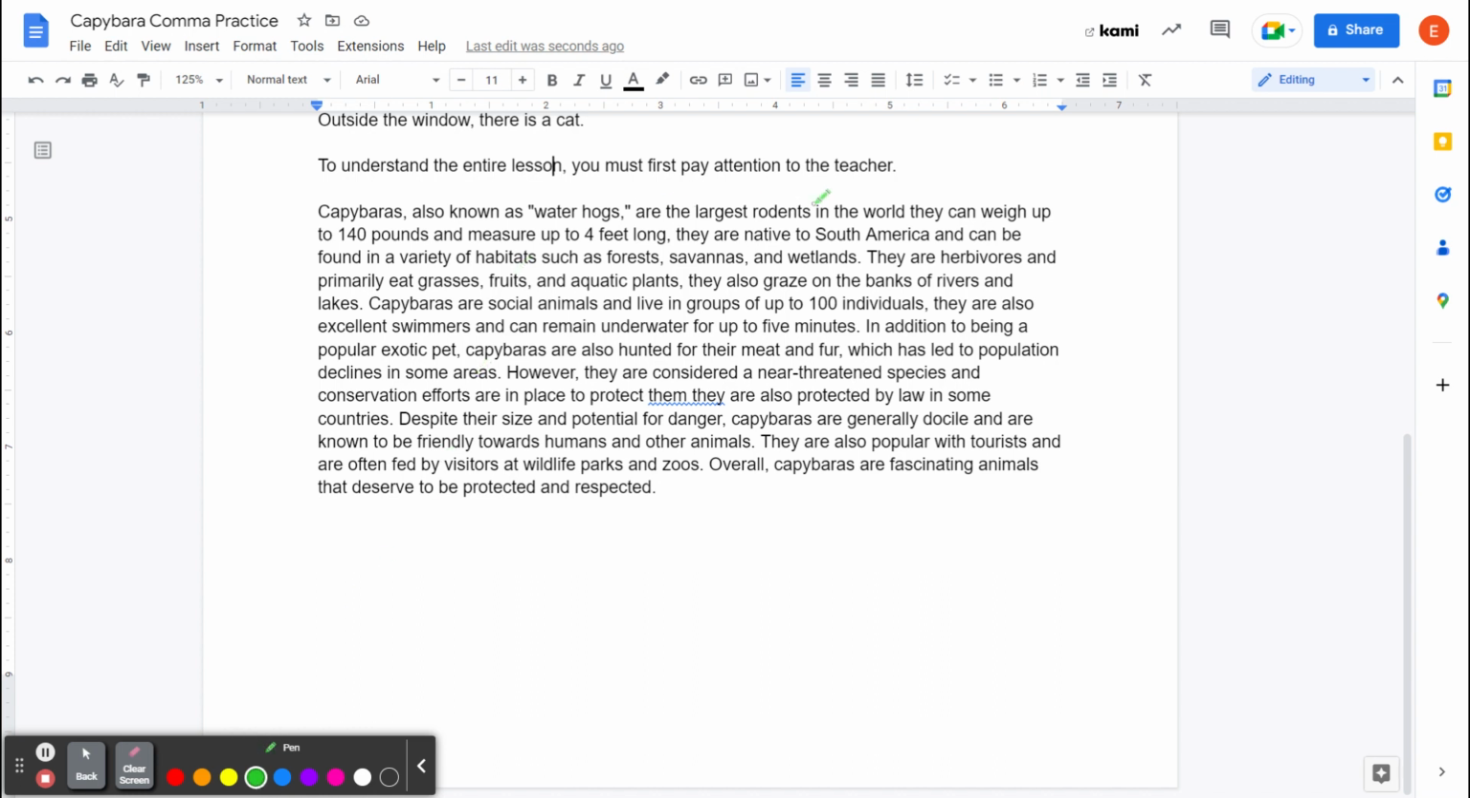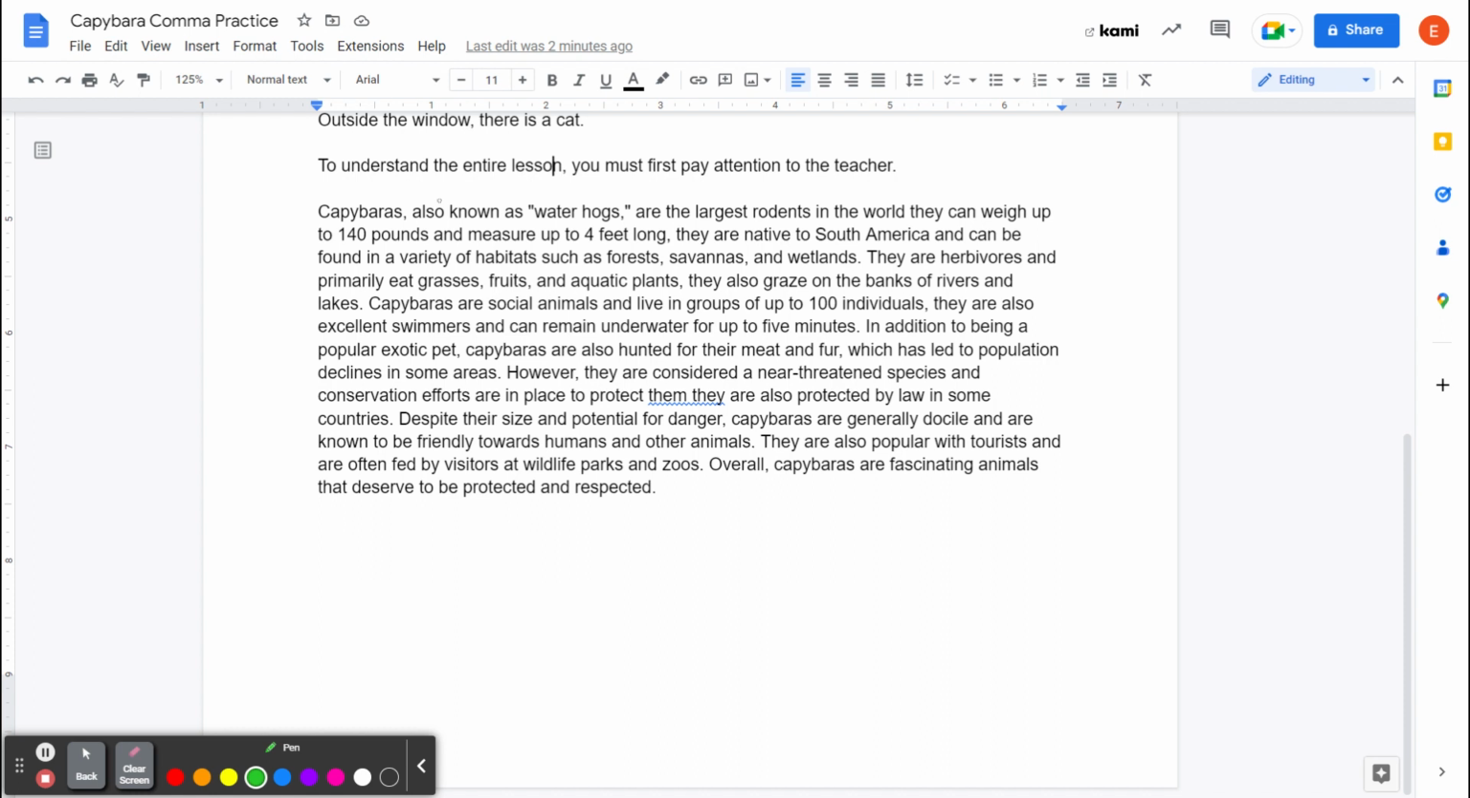Capybaras, also known as water hogs, are the largest rodents in the world. They can weigh up to 140 pounds and measure up to 4 feet long. They are native to South America and can be found in a variety of habitats such as forests, savannas, and wetlands. Okay, well, just reading that whole chunk should tip you off that there is something wrong there because that is really long. Okay? There's a very long sentence. So, how do I fix it? What do I do? What's wrong with it? Well, going back to the first part of the sentence, I see capybaras, also known as water hogs, are the largest rodents in the world.